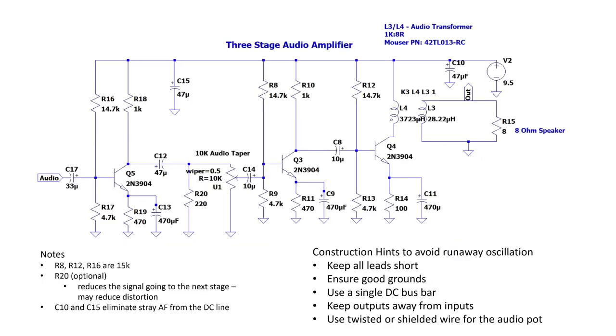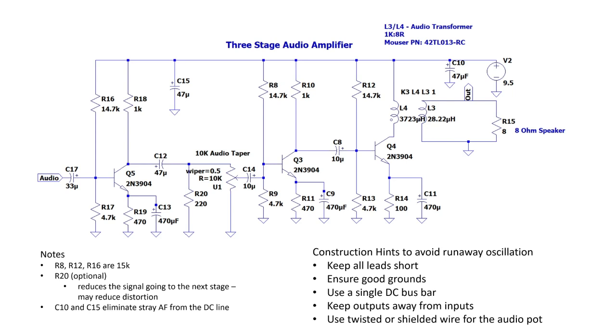So this is the schematic for this three-stage audio amplifier, and you can see we have three transistors, Q5, Q3, and Q4. From left to right, we have the audio input, which is coming from the diode ring mixer. So we've got that 33 microfarad cap, which again is blocking any DC and allowing audio to flow into the transistor.